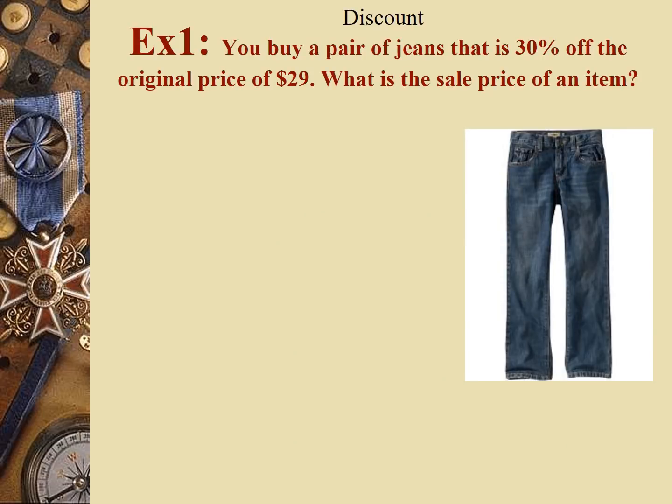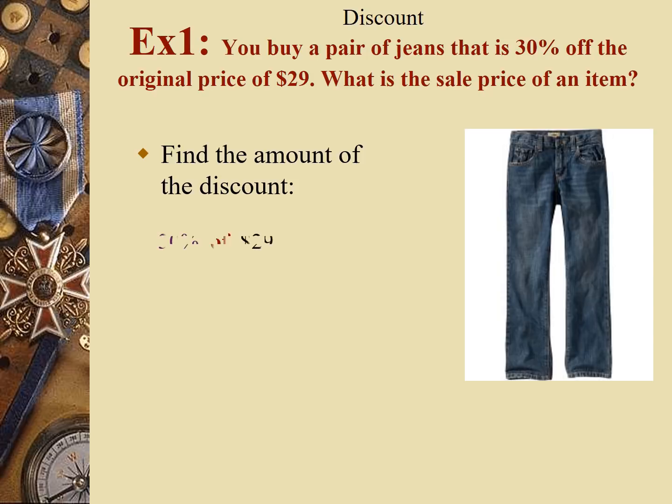All right, now let's look at an example with discount. It says you buy a pair of jeans that is 30% off the original price of $29. What is the sale price? First, you need to find the amount of the discount. So we need to find 30% of $29. So we have to change that 30% to a decimal. You know, you have to move that over 2 places. 1, 2.